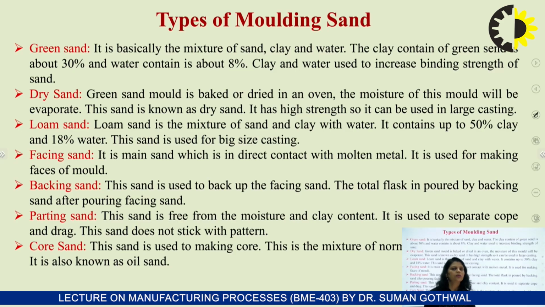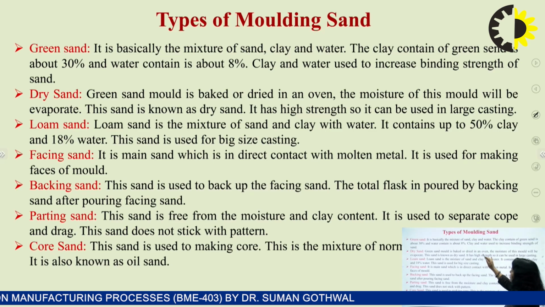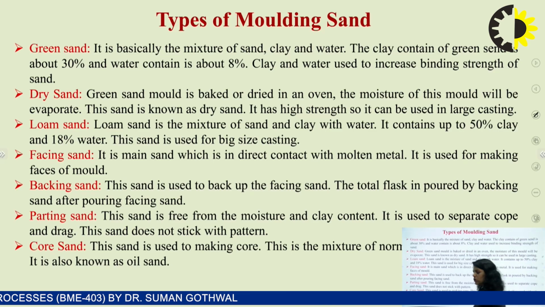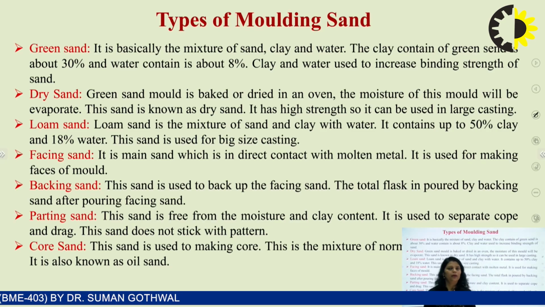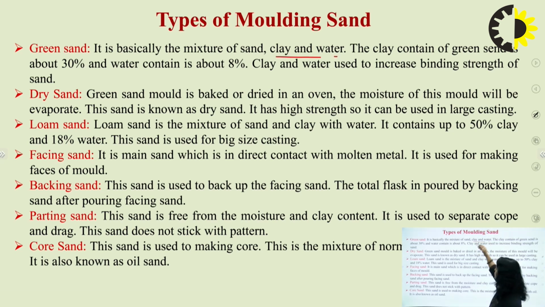Now we are going to discuss the different types of molding sand. So first sand is basically the green sand. Why is it known as the green sand? Because of the moisture present in it. It is the mixture of three components: sand, clay and water. The quantity of clay in green sand is about 30%.